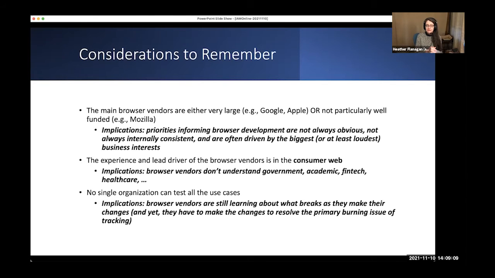And last but not least, bless their hearts, but there's no single organization, no matter how big and how well funded, that can test all the different use cases. So they are still learning about what's breaking. And frankly, anyone that can step in and say, we're willing to test and offer feedback is going to be heard much more clearly than perhaps the size of their industry might otherwise support. So think about that. If you've got any ability to help the browser vendors test, they'll hear you more.